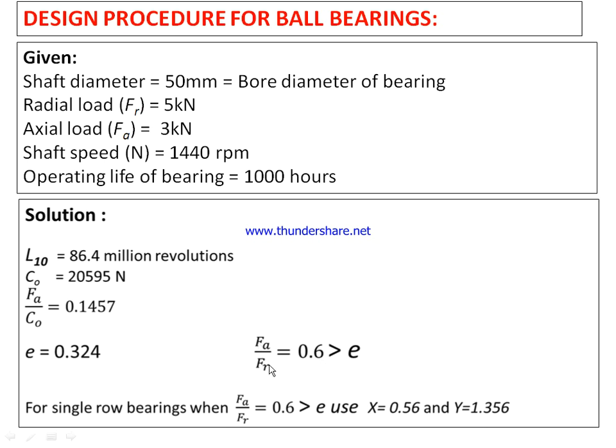Now also we have to calculate the ratio of axial load to radial load, FA by FR, which is 3000 by 5000, which is 0.6. Now if you compare this value of FA by FR with E, this value is greater than E, that is 0.324. So hence for the single row bearings, when FA by FR, which is 0.6, is greater than E, then from the tables we have to choose the value of X and Y.